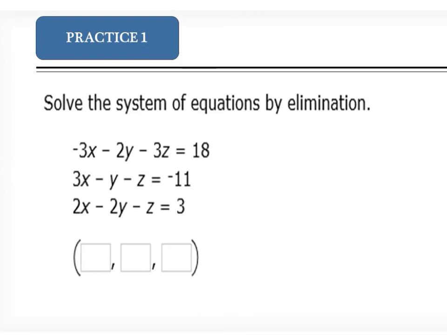Here's practice 1. And I know these all say solve them by elimination. You could solve these by elimination if you wanted to do them algebraically, but it's a whole lot easier doing them on the calculator.